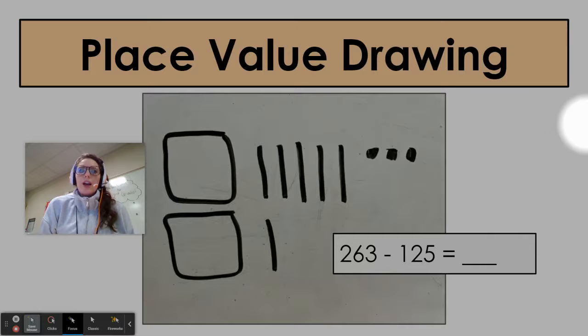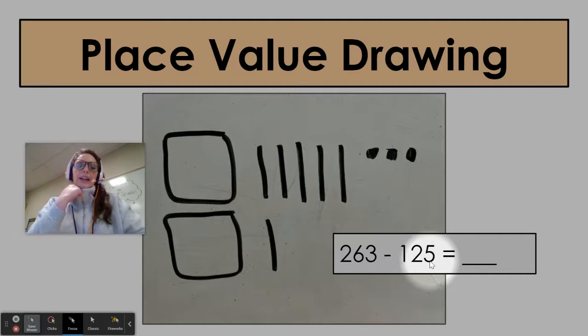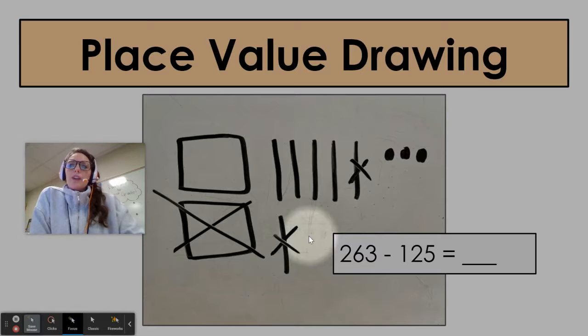For this equation, I have started with 263. 2 hundreds, 6 tens, and 3 ones. I have to subtract or take away 125. Well, I have enough where I can take away 100 and I can take away 2 tens. So as you can see, I've taken away 100 and 2 tens, meaning I've subtracted 120 so far.